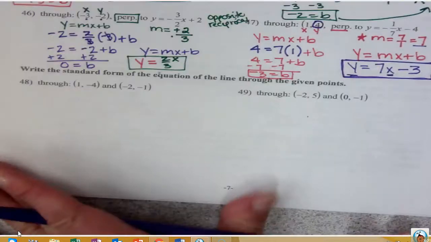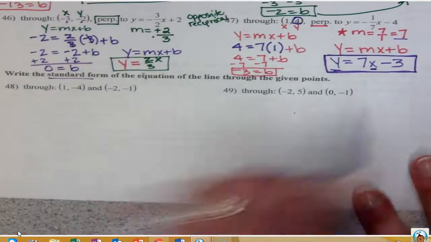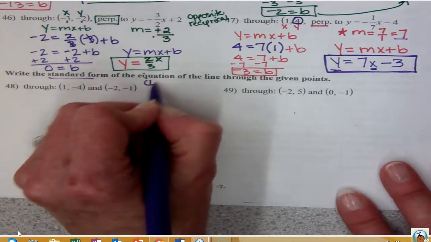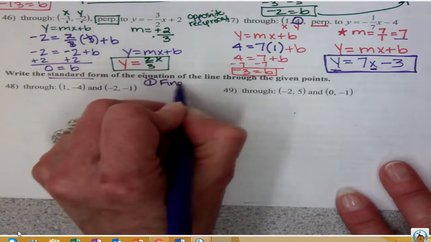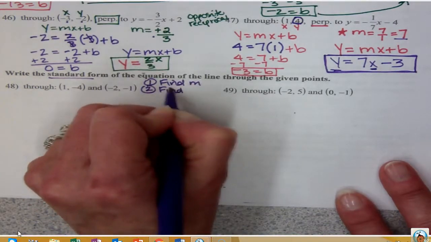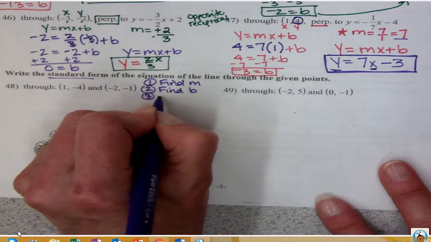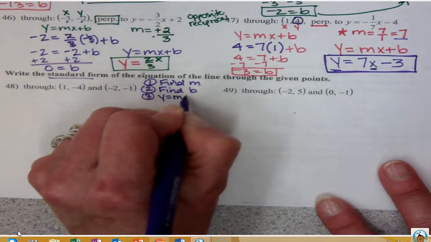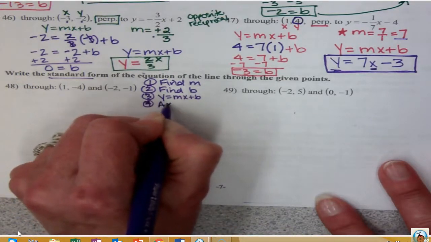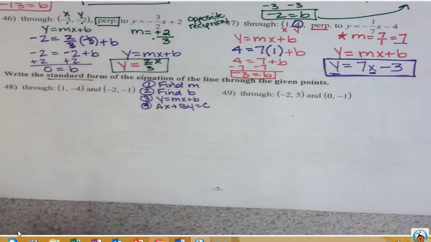Okay, moving on. Now write the standard form. So basically we're doing the same thing, but instead of putting it in slope-intercept form, we need to convert. We're going to do all the same things. We need to find the slope. Then we need to find my y-intercept. Then I'm going to put in slope-intercept form. Then I need to convert into standard form. So there are 4 steps here that we need to do.